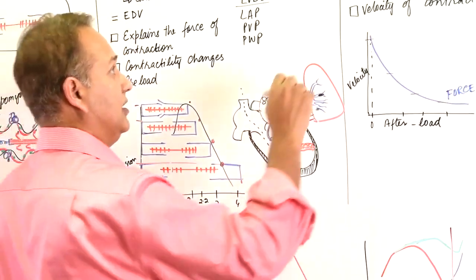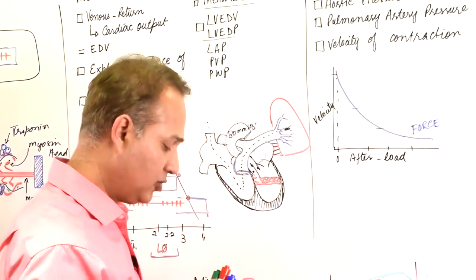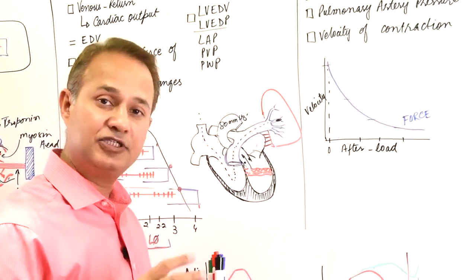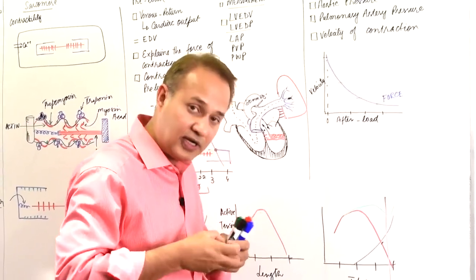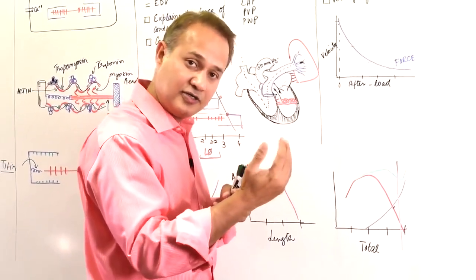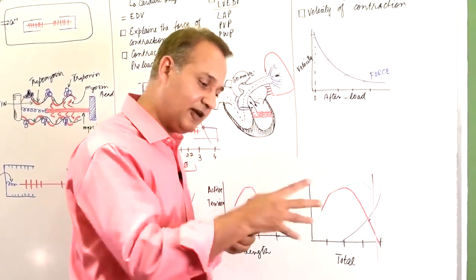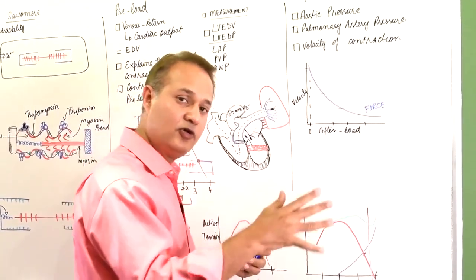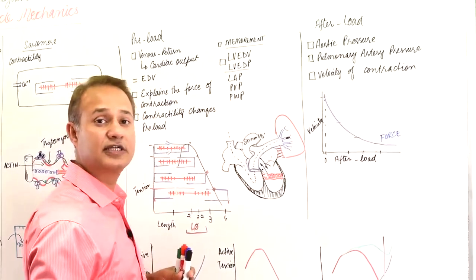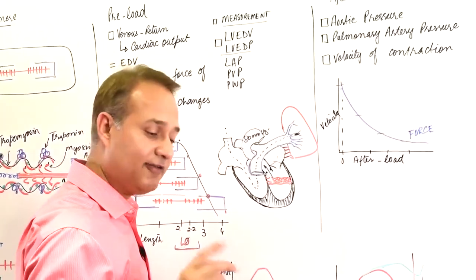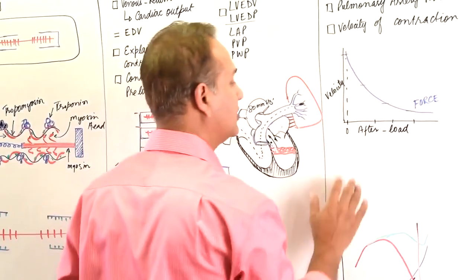Now, what will afterload dictate? Afterload not only establishes the force of contraction, because you have to squeeze the blood against a particular resistance, but you also have to rapidly squeeze to create enough velocity so that blood flows rapidly. So the velocity of contraction is also dictated by the afterload. So afterload primarily drives the velocity. So what is that mechanism here? Let's look at it.